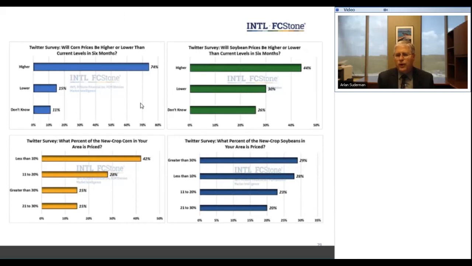What percent of the new crop soybeans in your area are priced? There we're seeing a larger amount of it. 20% is in that 21 to 30% range, 23%, 11 to 20, 29%, greater than 30% is priced. And so here again, the scales between these two surveys are much different, so keep that in mind. Less than 10% of the soybean crop priced at 28% versus 42% for corn.